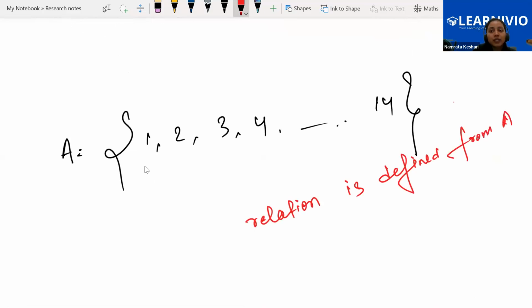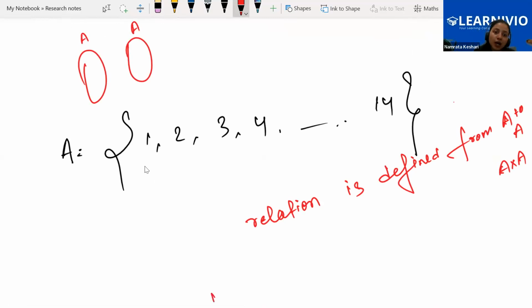From A to A means what? From A to A means A cross A, the Cartesian product A cross A. That's called A to A. That means our first set is also A and the second set is also the same A. That's called A to A.